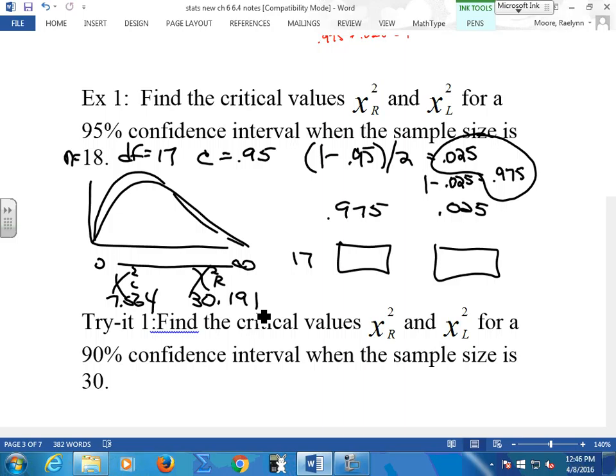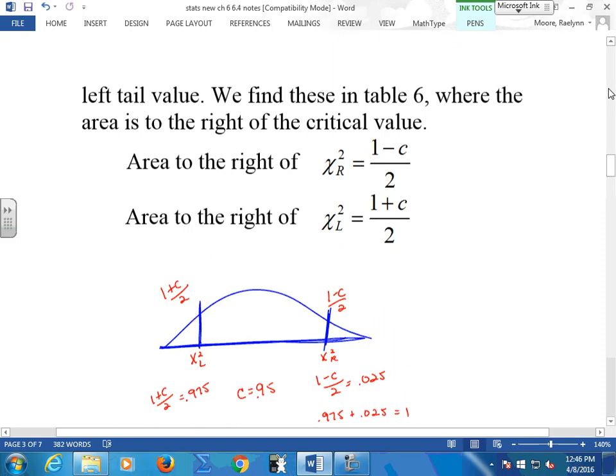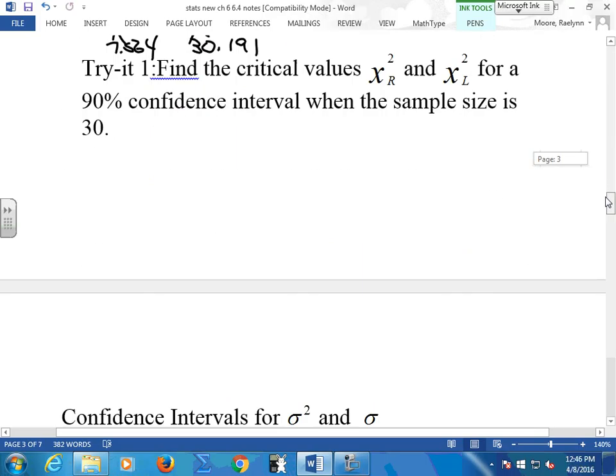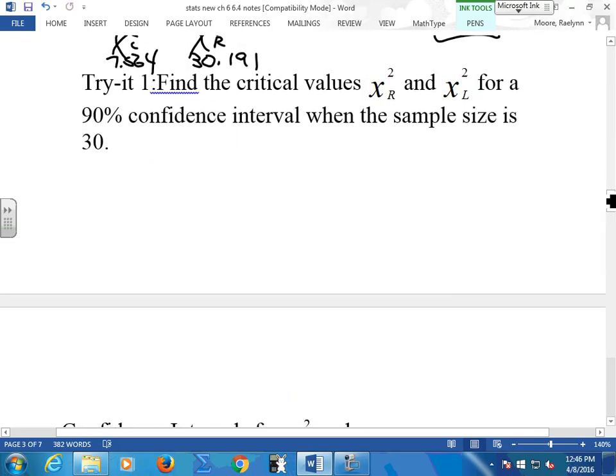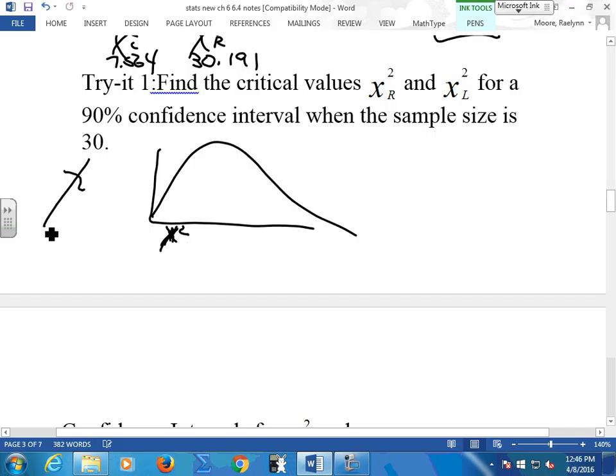All right, let's try another one. This is the whole thing right here. So now, we need to find a confidence interval. Again, here's my curve, slightly skewed to the right. I've got a chi-squared. You write these like a squiggle and a line. Chi-squared L and chi-squared R. Chi-squared left, chi-squared right. So, if our sample size is 30, what's our degrees of freedom?